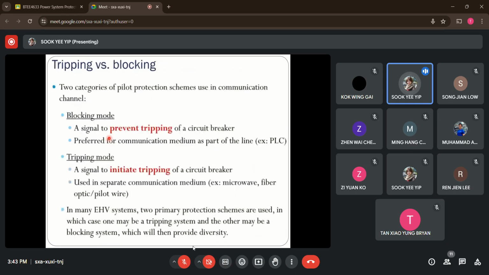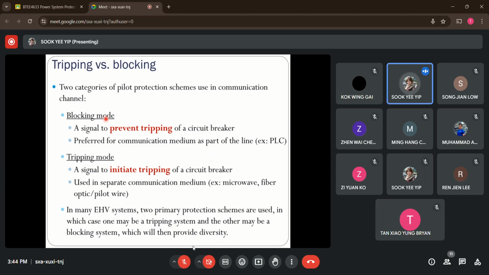So now let's move on here. There are two categories of pilot protection scheme we can use in the communication channel, depending on whether the signal is being sent to trip or to block the operation of the line circuit breakers. So whenever the signal is transmitted to the other side using the communication channel to prevent the tripping of the line circuit breakers, this time we have the blocking mode of pilot protection scheme.